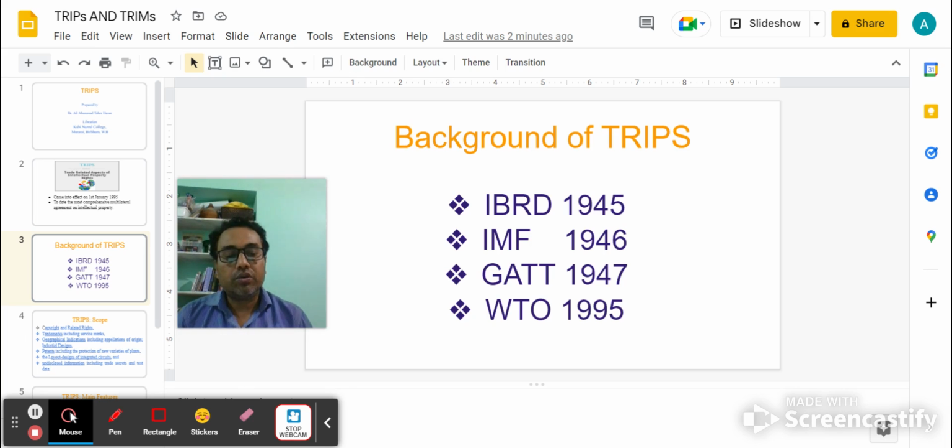All the 123 nations that participated in the Uruguay Round became the members of WTO. India was among those countries. Presently, there are 153 members of WTO, which is responsible for the negotiation and implementation of new trade agreements. TRIPS is one of the most important agreements. It sets down the minimum standards for many forms of intellectual property.